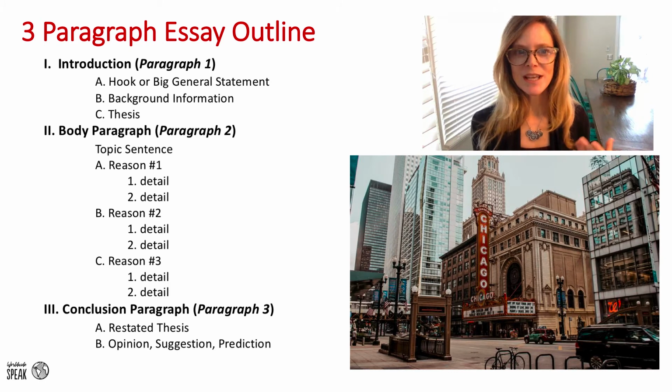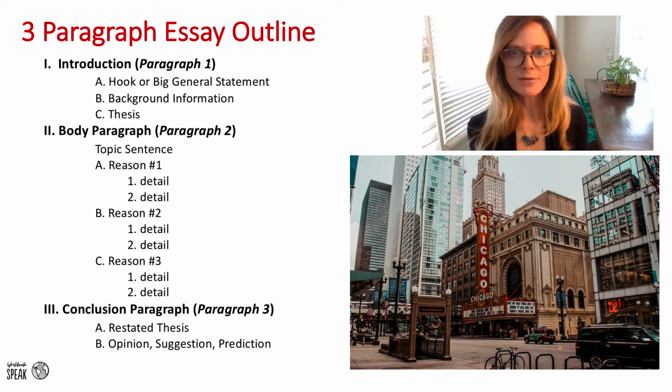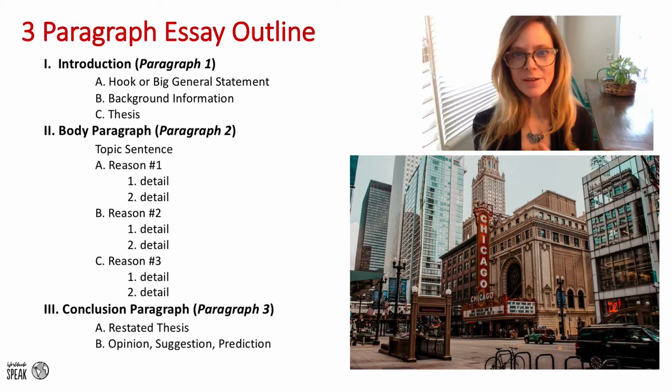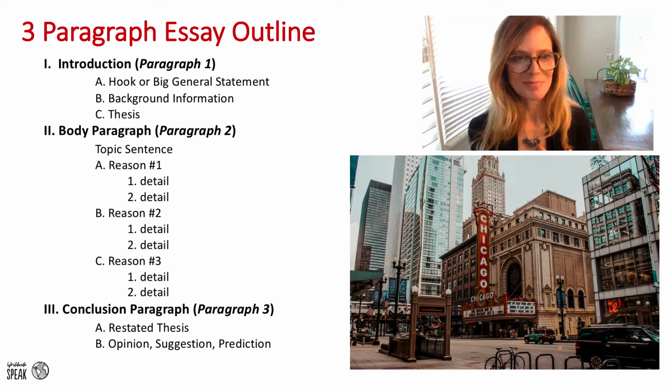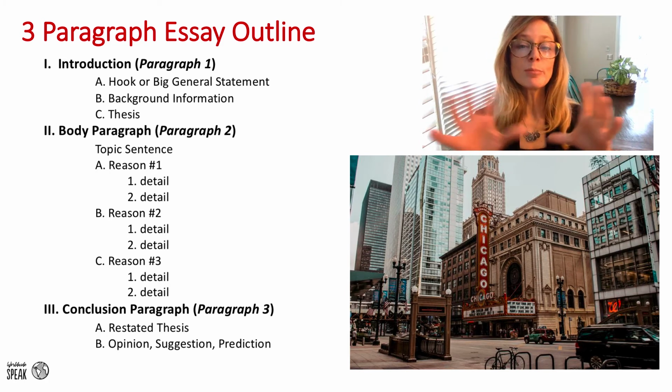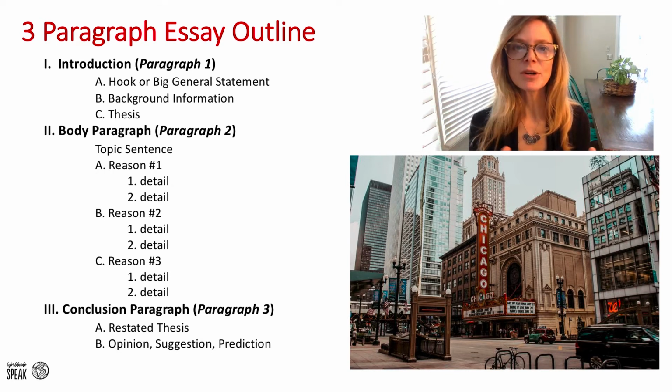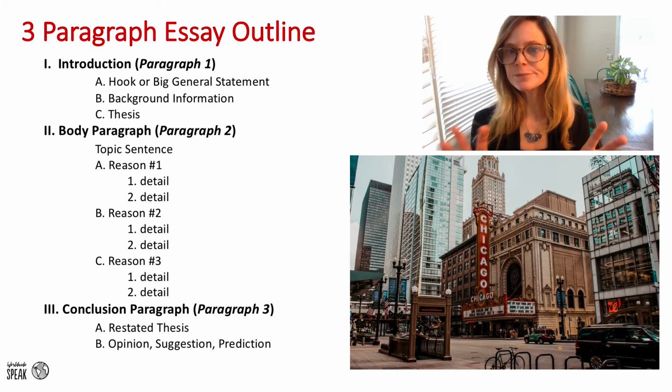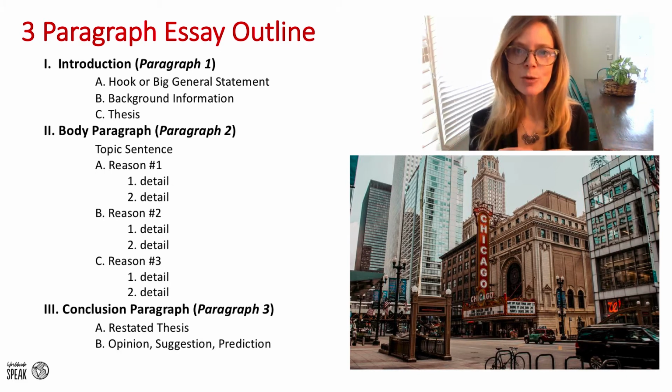Okay, so here is the structure of your paper in outline form. Now, I have chosen the city of Chicago to be the best destination. In the introduction, I'm going to have 3 pieces. I'm going to have a hook or a big general statement. I'm going to have some background information about cities and vacationing, and then I'm going to have my thesis, which will state my opinion, right? And which city I think is the best.